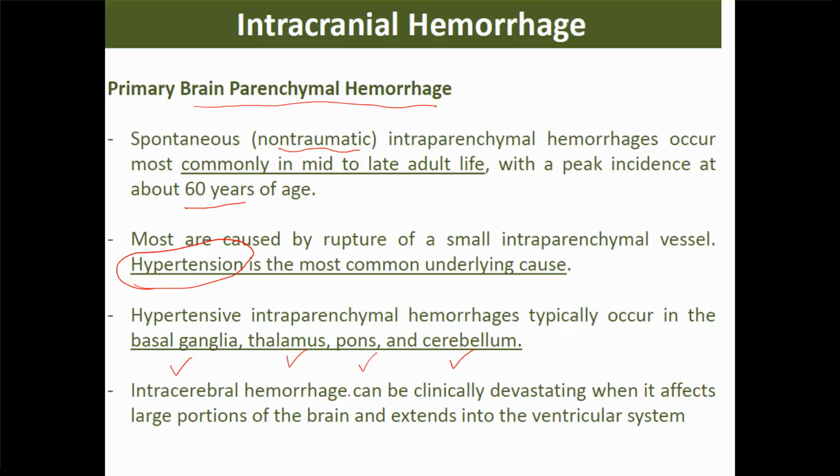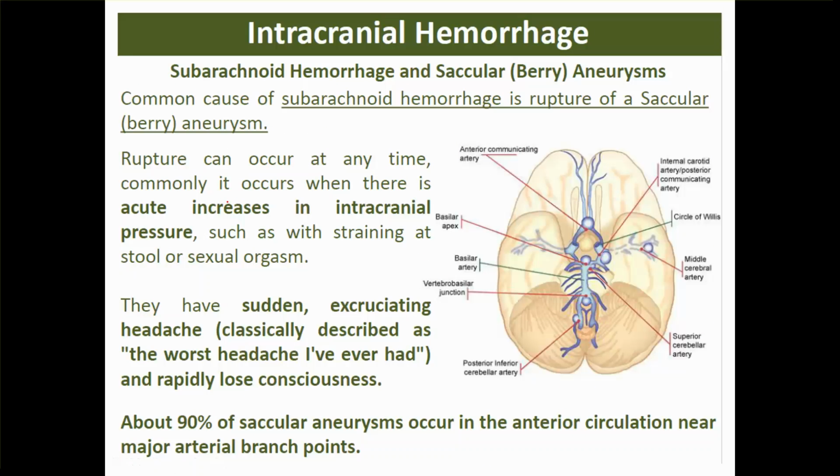Intracerebral hemorrhages can be clinically devastating when they affect large portions of the brain and extend into the ventricular system. This can also be seen in a CT or an MRI imaging. Intracranial hemorrhage which is related to subarachnoid hemorrhage and saccular berry aneurysm. The common cause of subarachnoid hemorrhage is rupture of a saccular berry aneurysm.